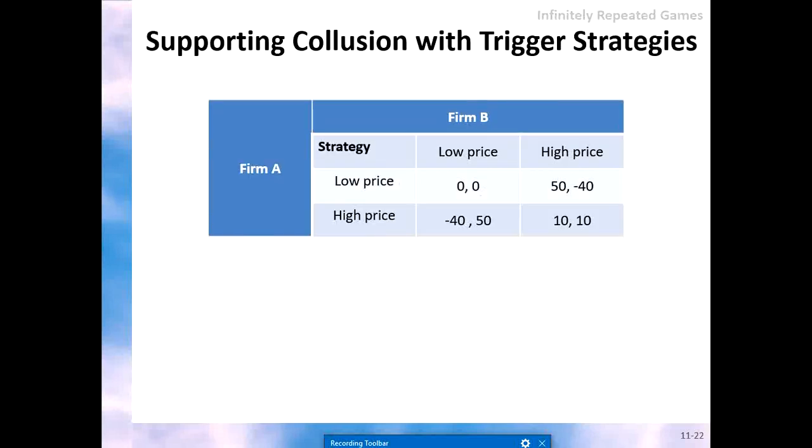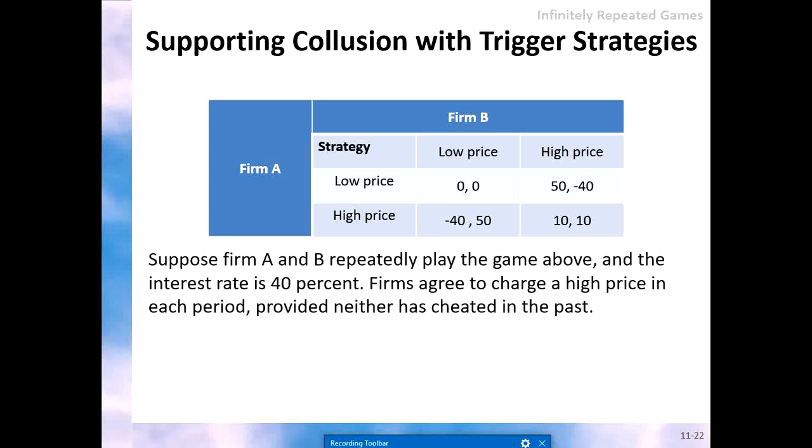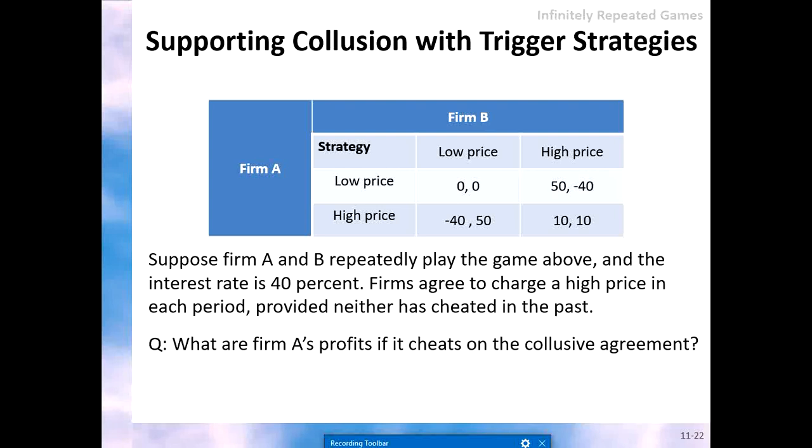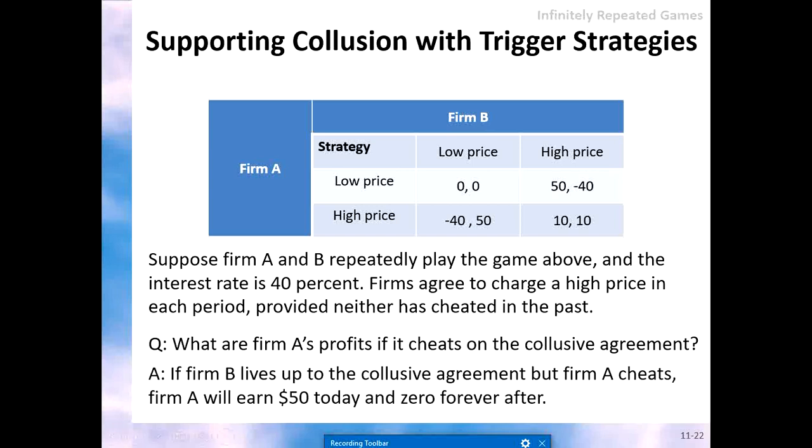So let's see this here. In this example, suppose firms A and B repeatedly play the game above, and the interest rate is 40. It's not 25, it's 40. Firms agree to charge a high price in each period provided neither has cheated in the past. So the question: what is firm A's profit if it cheats on the collusive agreement? Here is the answer.